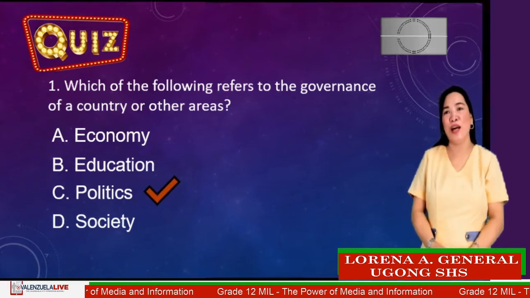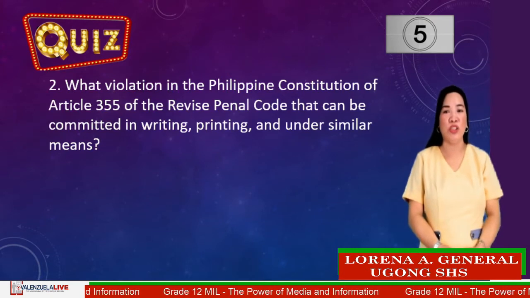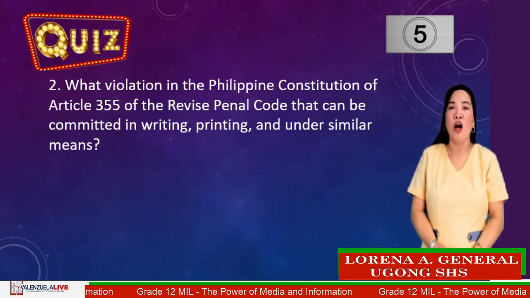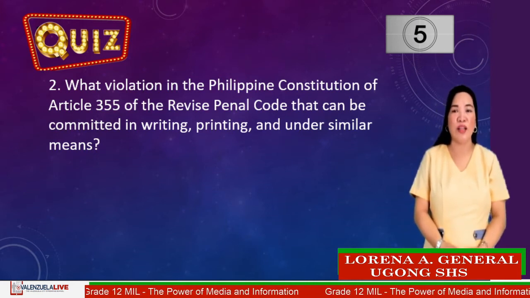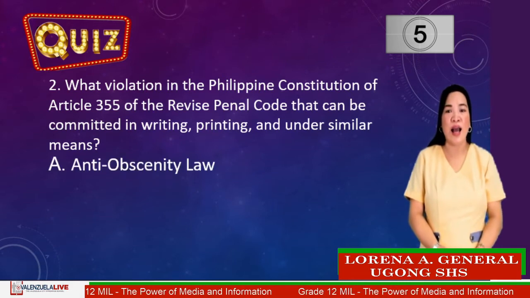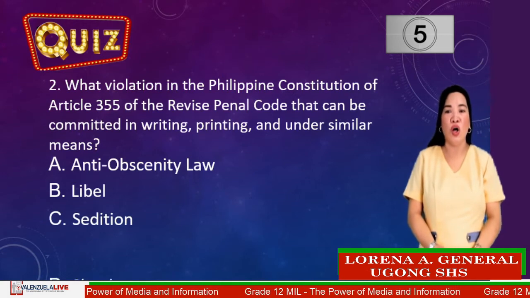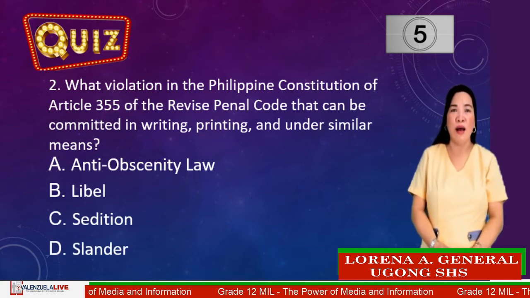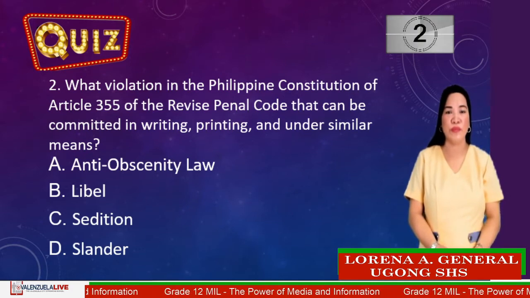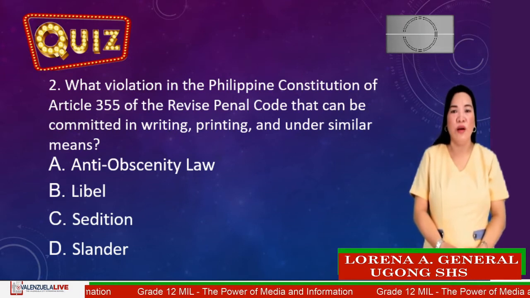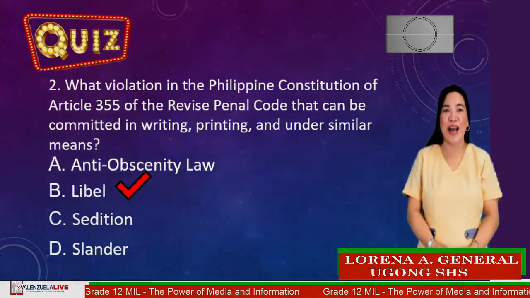Okay, next we have quiz number 2. What violation in the Philippine Constitution of Article 355 of the Revised Penal Code can be committed in writing, printing, and other similar means? Is it A, anti-obscenity law, B, libel, C, sedition, or D, slander? You have 5 seconds to answer. Okay, if you answered letter B, libel, you got it right.